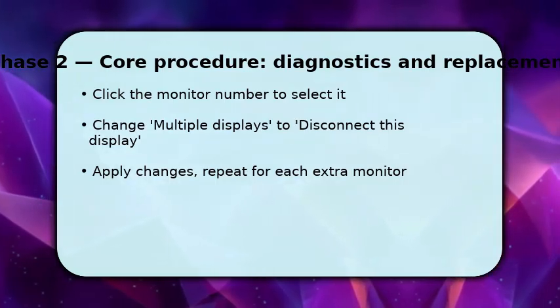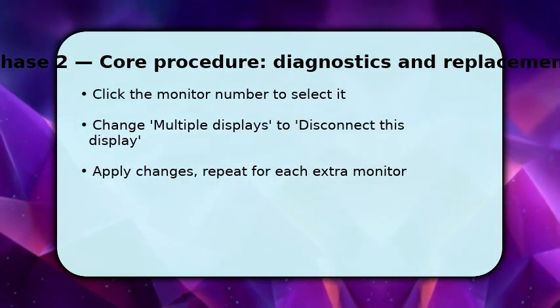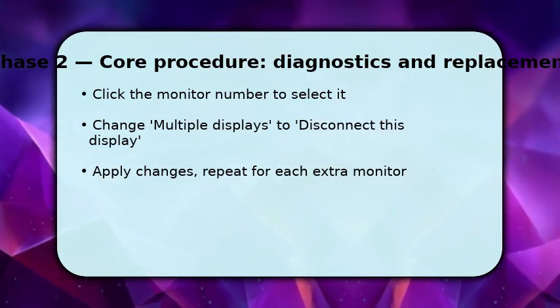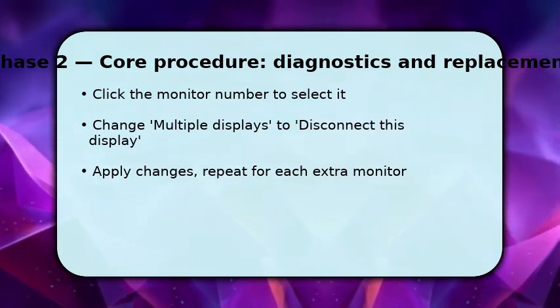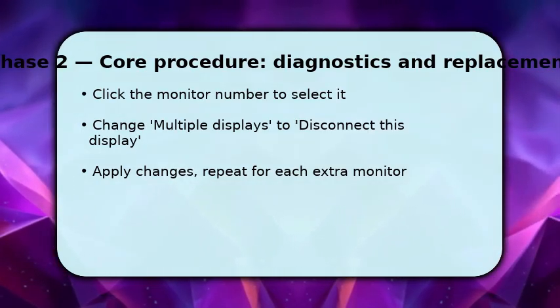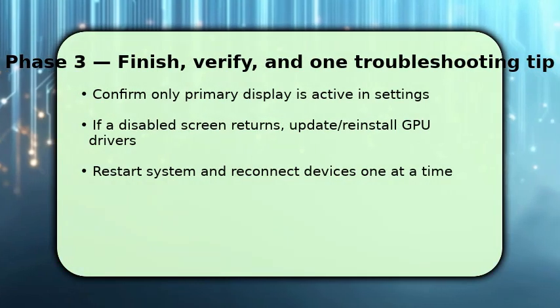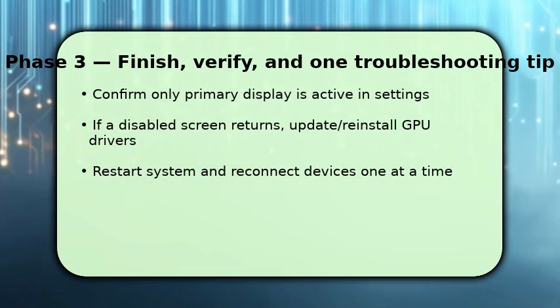Once you apply, verify the screen goes dark. If not, repeat for each extra monitor until only your primary remains active. You finish by confirming only the primary monitor is listed as active in Display Settings, and then close Settings.